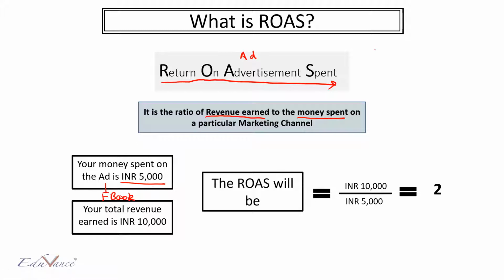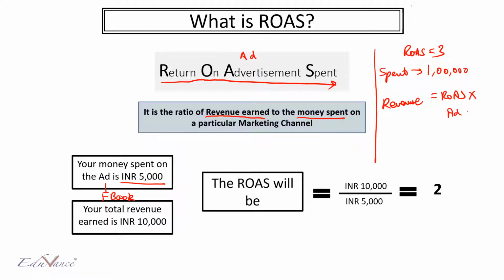So let me give you an example. Let us say your ROAS is equal to 3. I'm just giving an example. Let us say your ROAS is equal to 3 and you spent 1 lakh rupees on marketing, or 100,000 rupees on marketing. So what is the total revenue? Can you tell me? The total revenue will be your ROAS multiplied by the ad spent, which is 1 lakh rupees. So your total revenue will be 3 multiplied by 1 lakh, so the total revenue will be 3 lakh rupees.